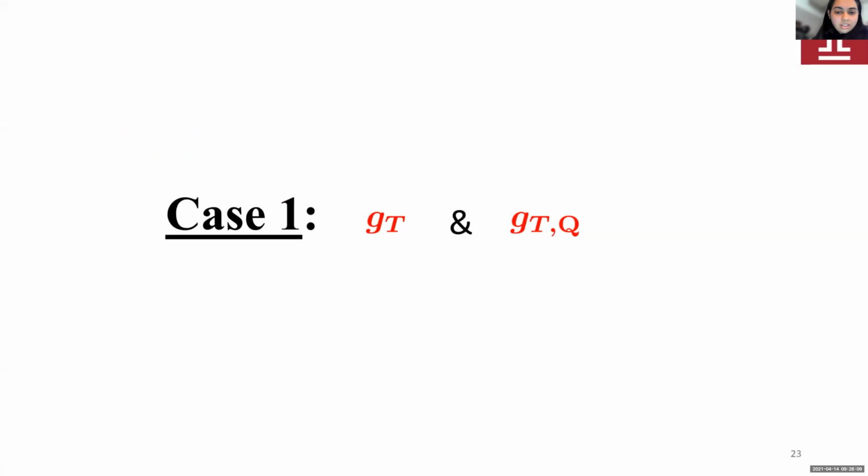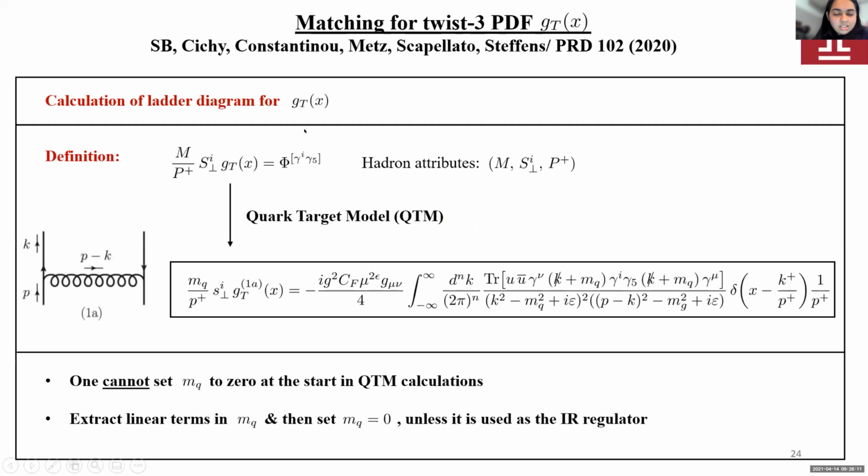Let's get started with light cone GT, which is defined in terms of the Dirac structure gamma I, gamma 5. These are the target attributes, and in particular, this is the target mass. But the target is the quark itself, so we essentially have the quark mass. So based on this, you see that you cannot set this quark mass term equal to 0, but rather you would have to extract linear terms in MQ from that side and then set MQ equal to 0, provided you are not using it as an infrared regulator.